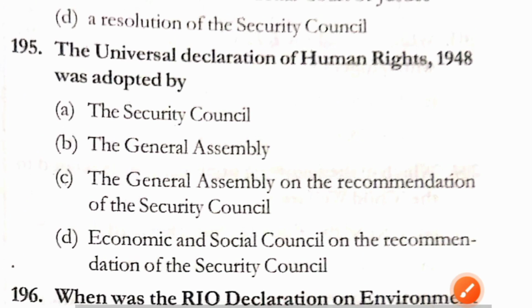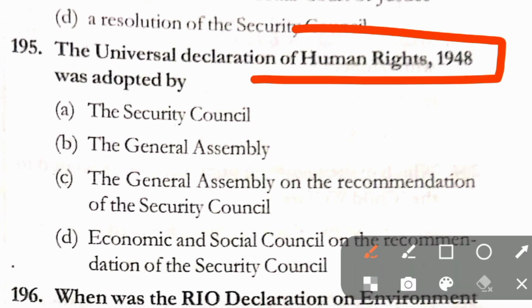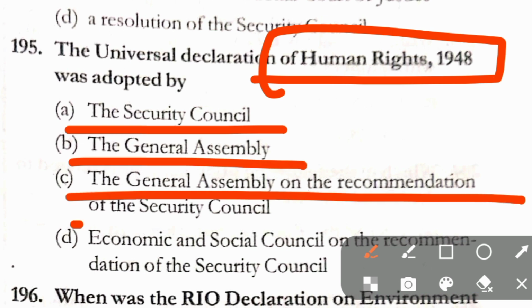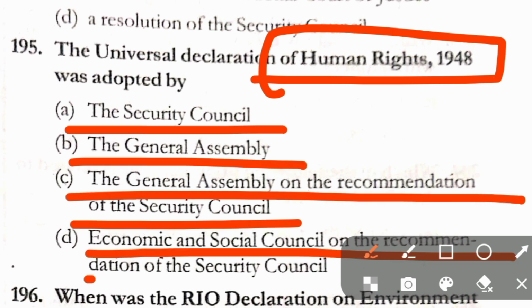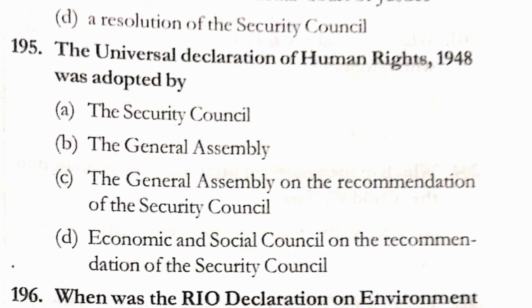Question number 195. The Universal Declaration of Human Rights 1948 was adopted by the Security Council, the General Assembly on the recommendation of the Security Council, or the Economic and Social Council on the recommendation of the Security Council. Here correct answer is option B, that is the General Assembly.